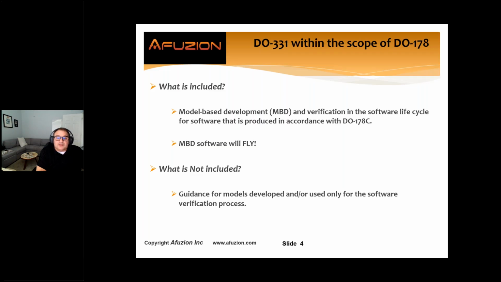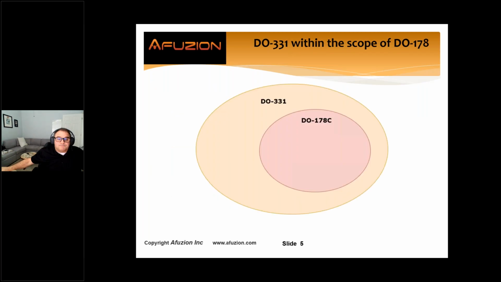What's not included in DO331 will be guidance for models that are used for development and using only for software verification processes. So this is software that's intended to be used and will actually be part of your design.